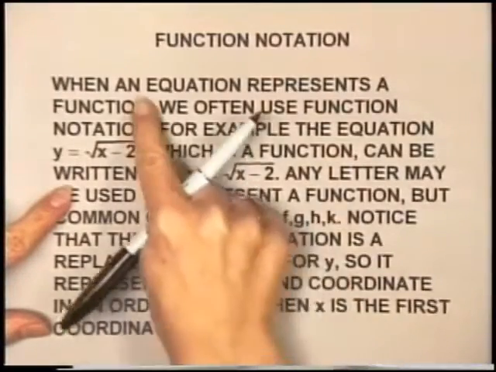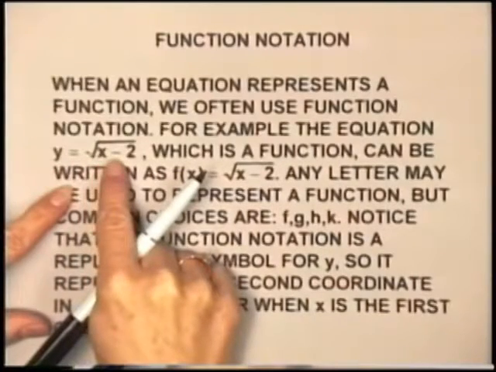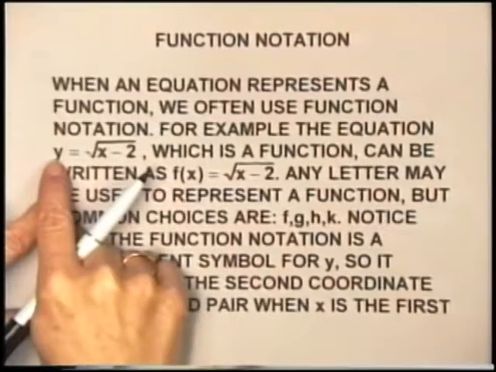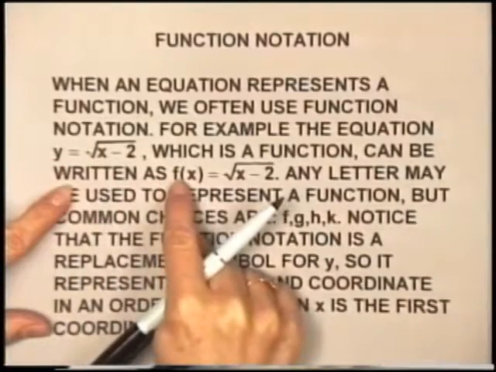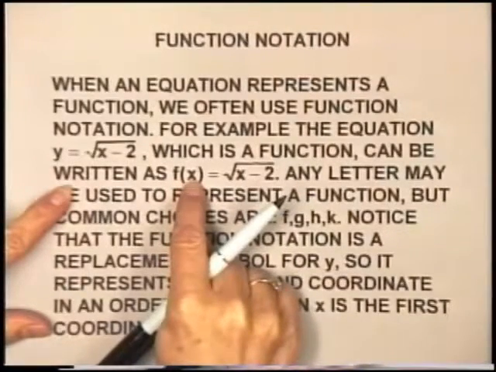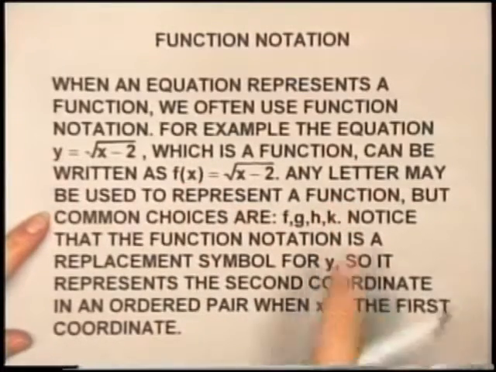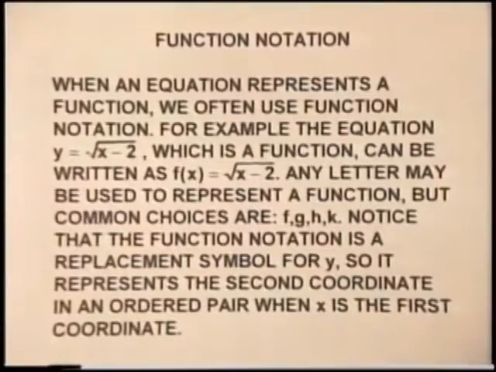First of all, notice that we're saying when an equation represents a function. We know that not all equations are functions, so this notation is reserved only for those equations that are a function. If we decide that a given equation is in fact a function, we may use in place of the y this symbol, which we read f of x. This is indicating that we have a function of x, meaning x is the independent variable, or the first coordinate in our ordered pairs. Notice that any letter may be used to represent a function, but common choices are f, g, h, and k.